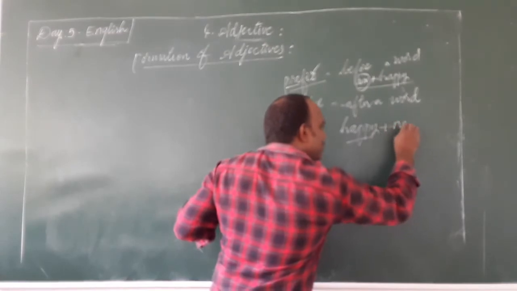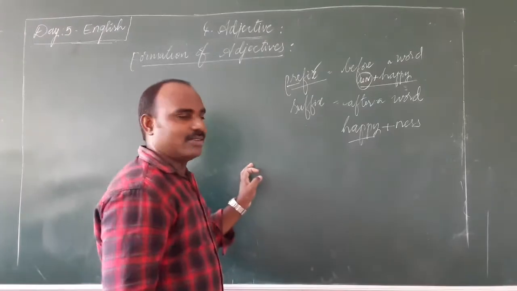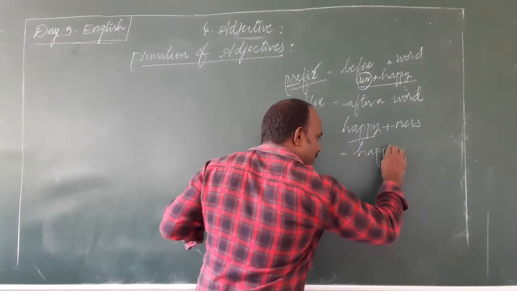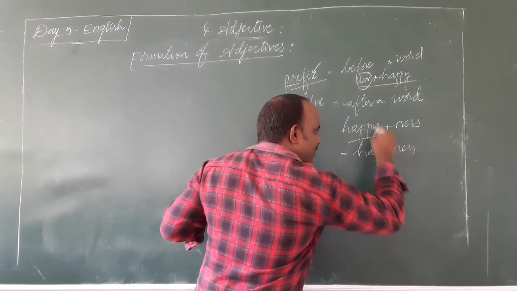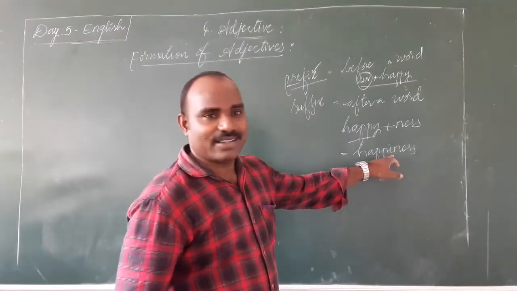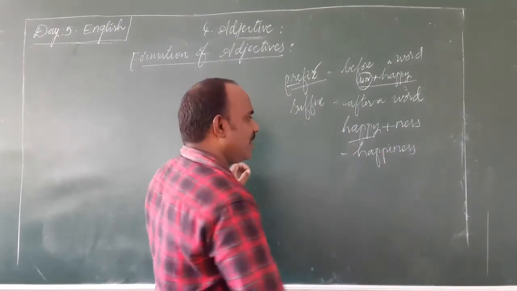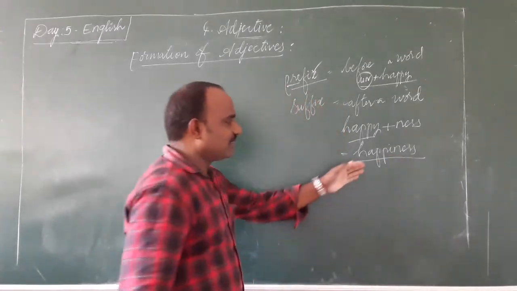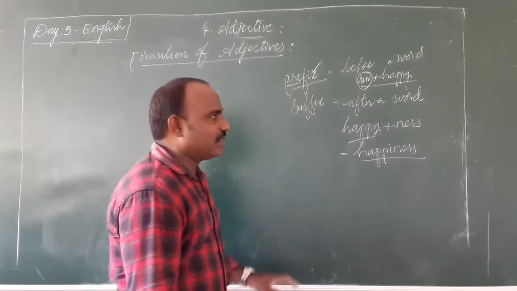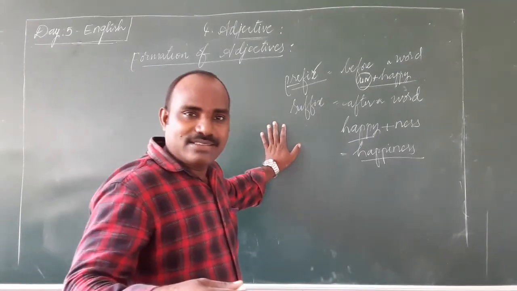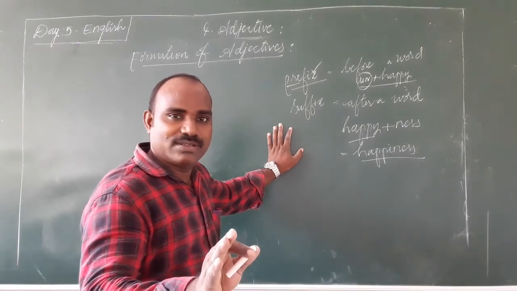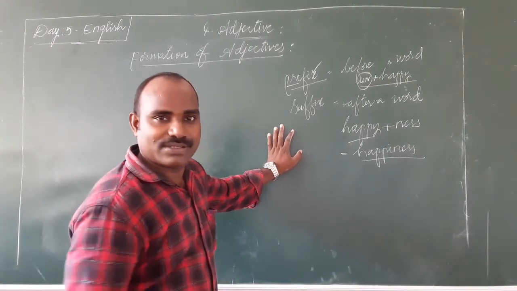Happy plus NESS, so it becomes happiness. HAPPI, not PPY. Here, Y is replaced by I. This is a rule in English. Happiness is a new word. So this is called a suffix word. By adding some kinds of suffixes to nouns or verbs, we can have adjectives.